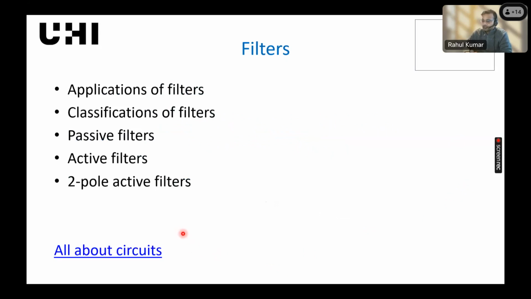So, for filters, this website. If you click on this All About Circuits, it will take you to a website. That's quite interesting, quite a detailed website. It's quite a useful resource. You can read more about filters from this website.